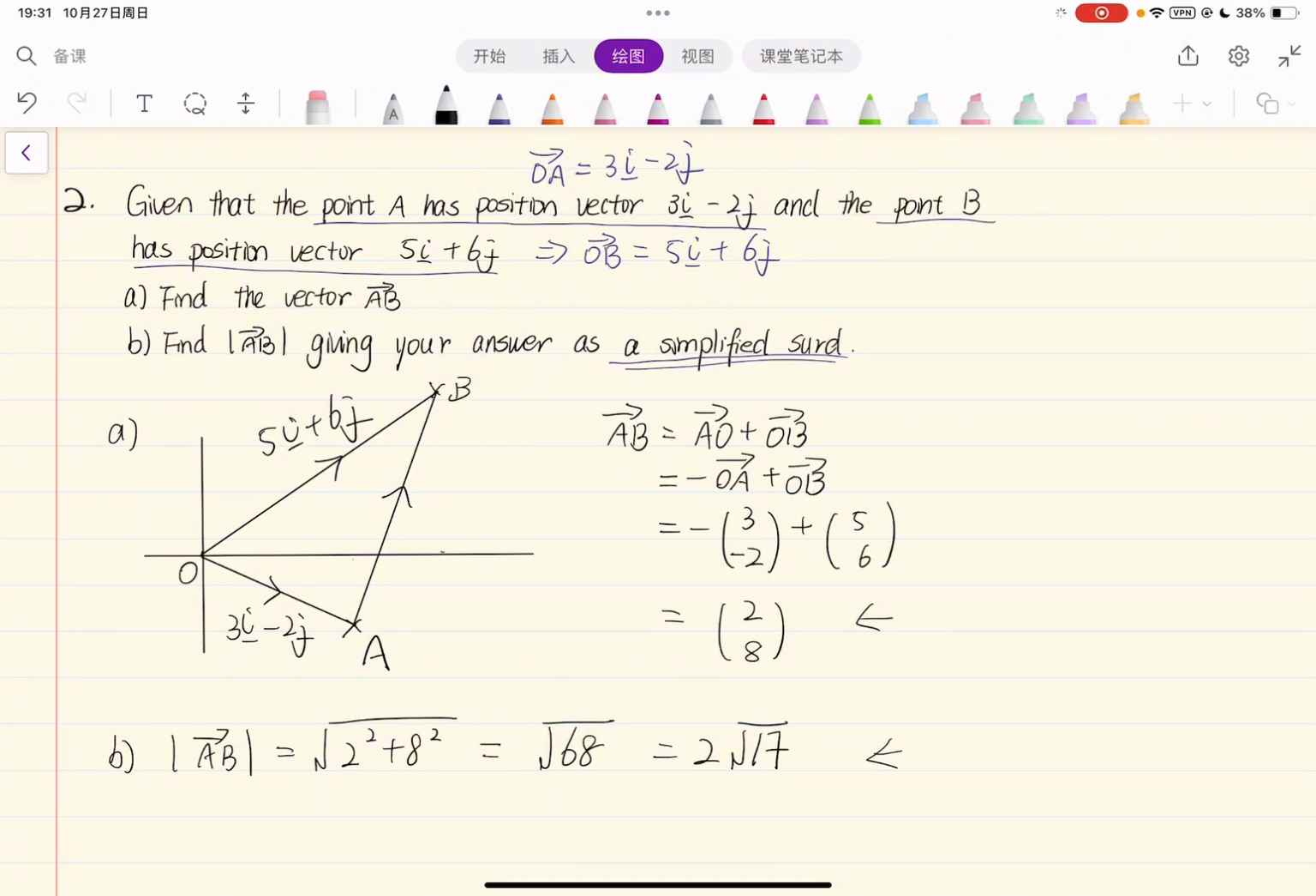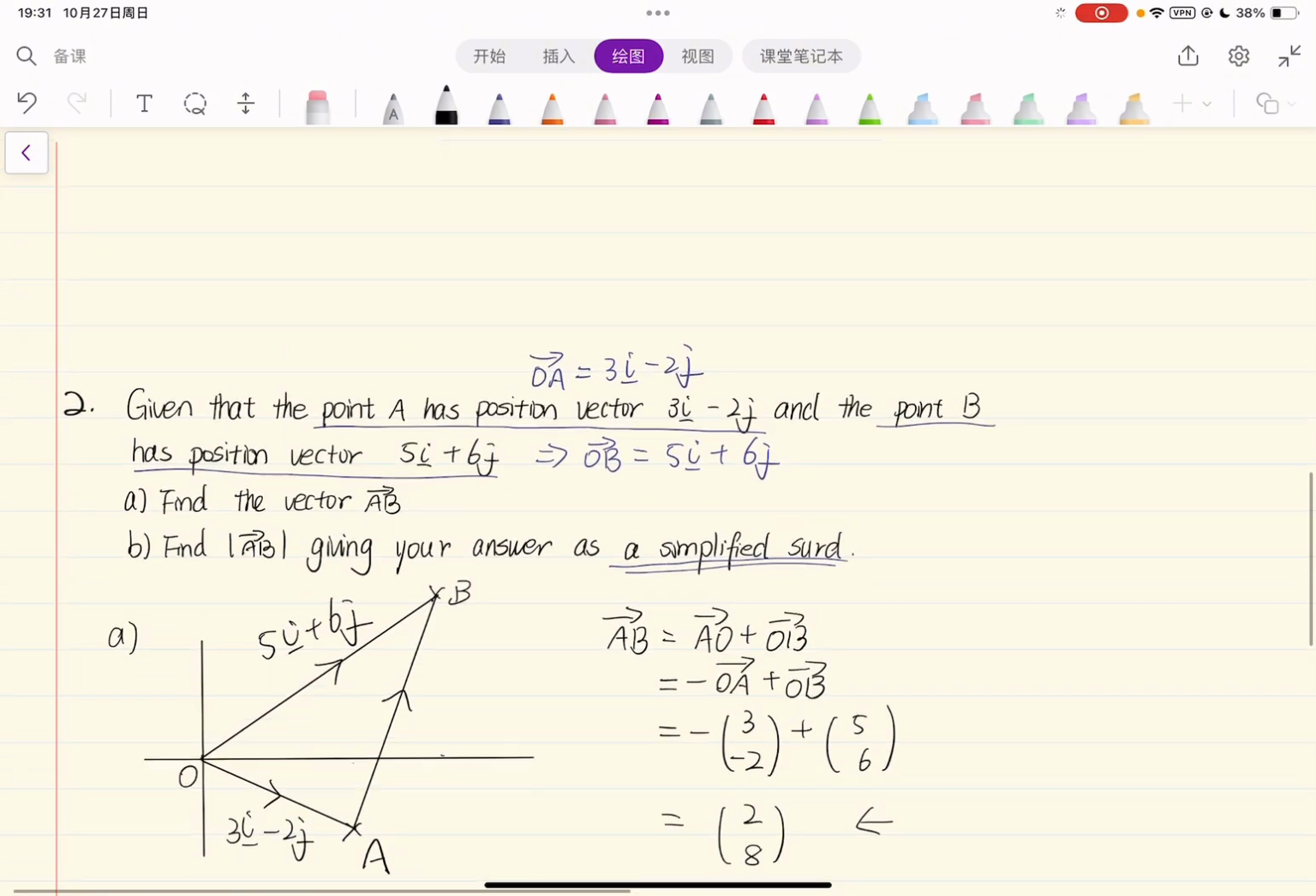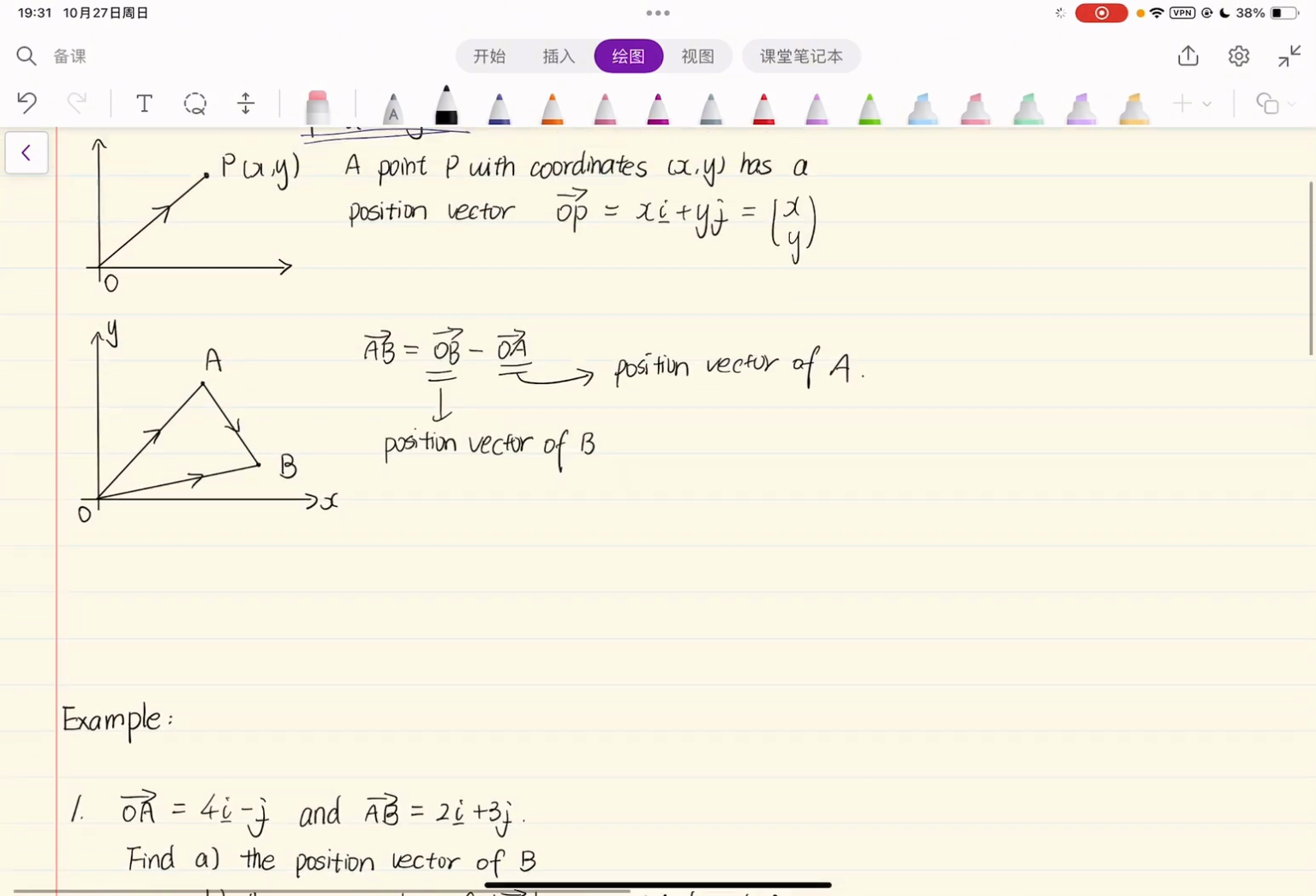So for this lesson, you need to know what position vectors are and how to use position vectors to find other vectors.